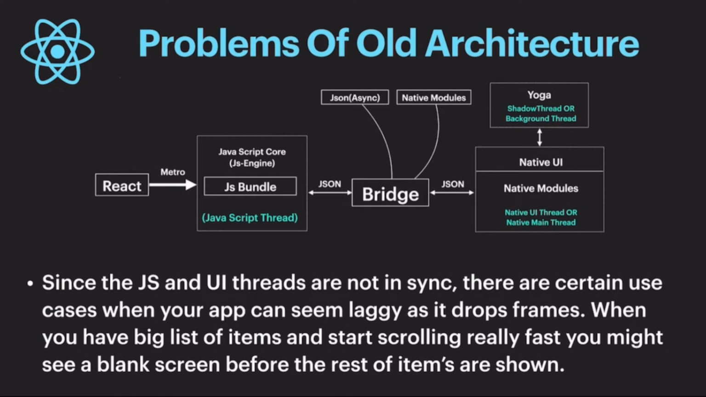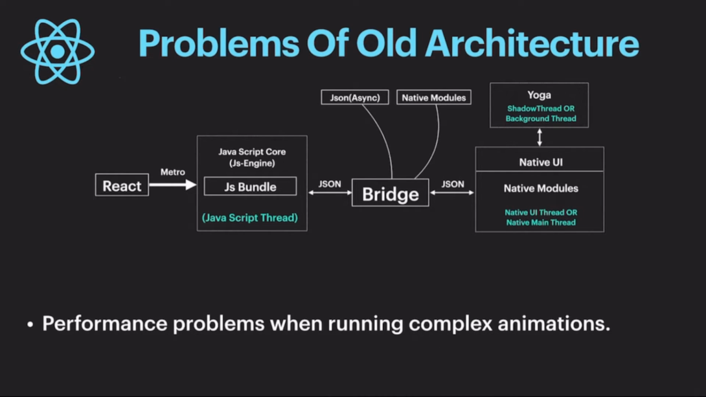So this is the problem because we are working in the old architecture in an asynchronous way. So the UI and JS thread are not in sync. This is the drawback of the old architecture. Another one is performance problems when running complex animations. When we work on very complex animations that we want to show, we can face performance problems.